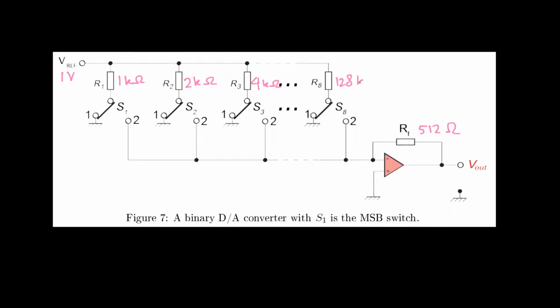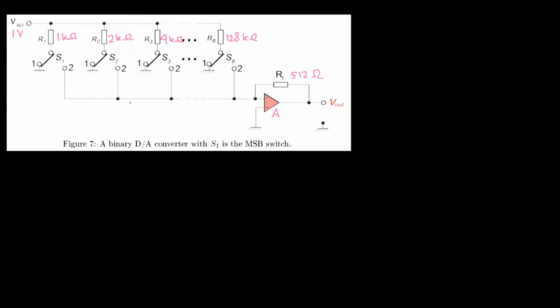be 128 kilo ohms. In this question, we are asked to assess the error in the most significant bit. That means that switch 1 is the only switch which is turned on. All other switches are directly connected to ground. With this information, we can redraw the situation as the following circuit.